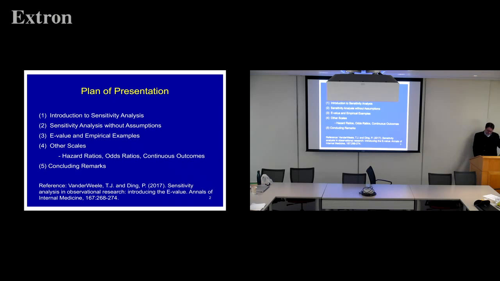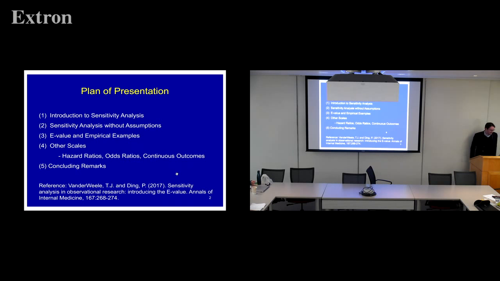So I'll go through basic ideas of sensitivity analysis. I'll talk about some of the technical results, which initially were essentially oriented on just trying to relax some of the assumptions that had been used in the literature. I'll then introduce this e-value metric, go through a few empirical examples as to how this might be used. I'll then talk about its application to other scales. We'll be focusing principally on the risk ratio scale for reasons I'll describe, but then extensions to hazard ratios, odds ratios, and continuous outcomes as well, and then make a few concluding remarks.